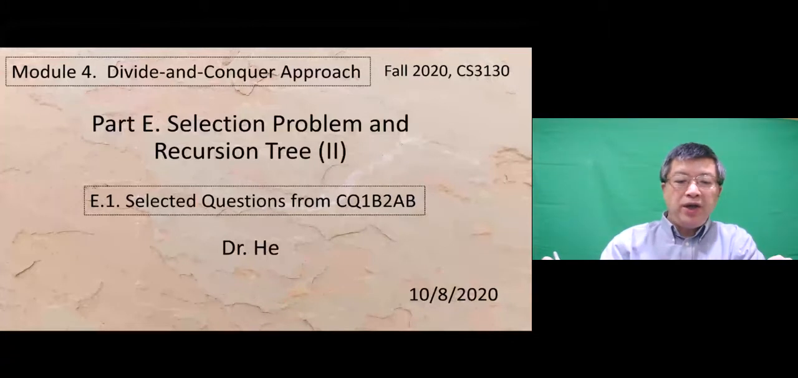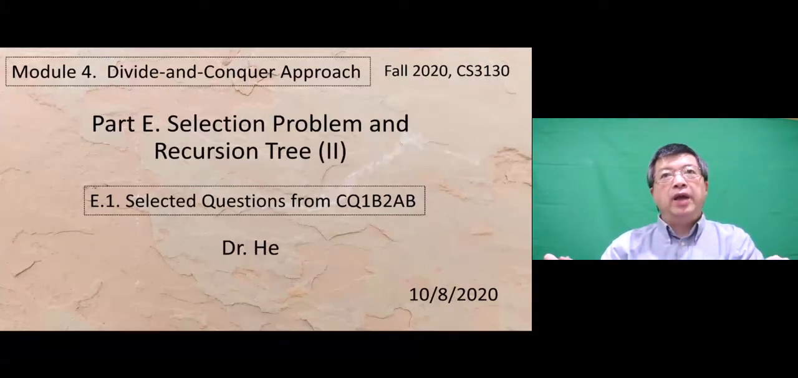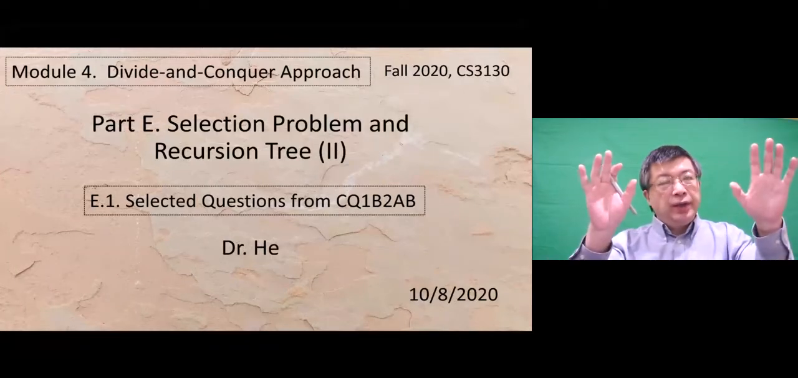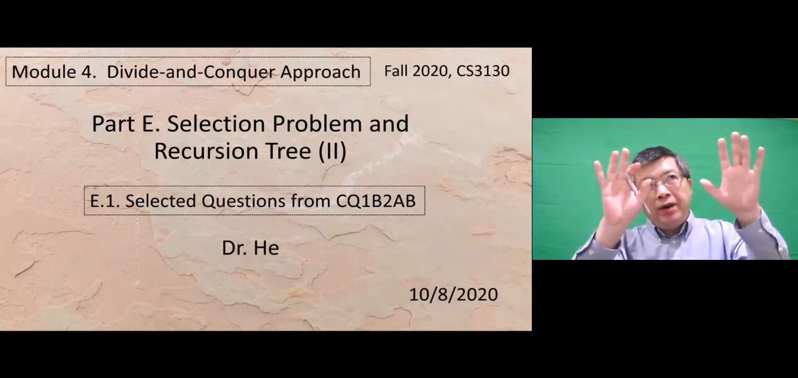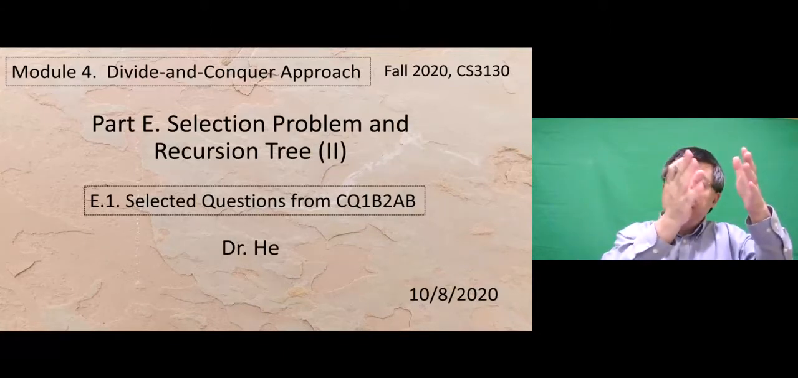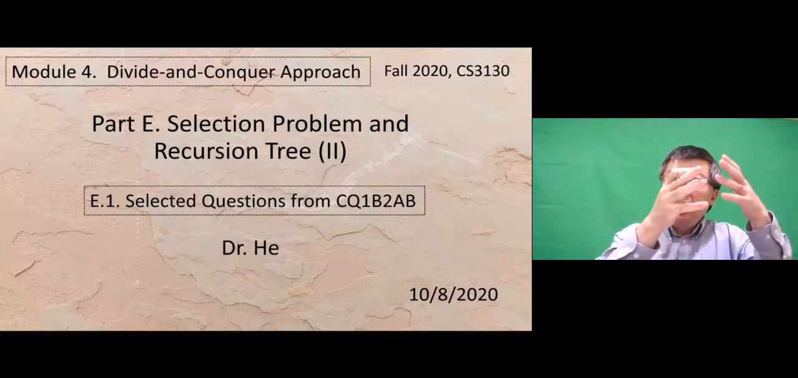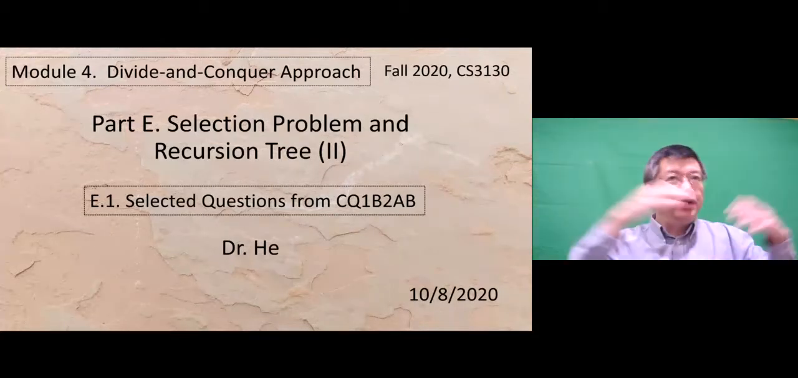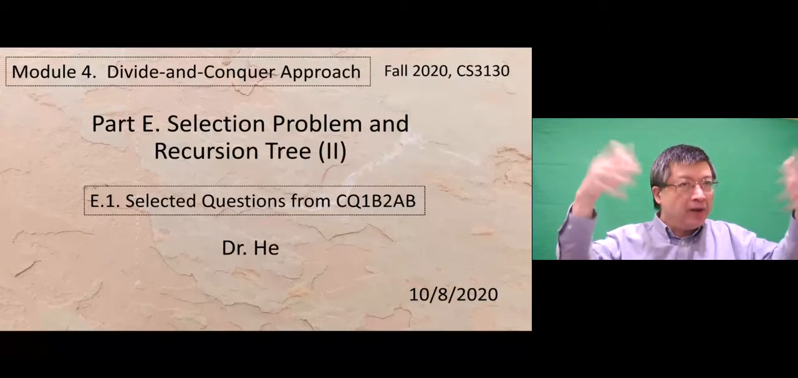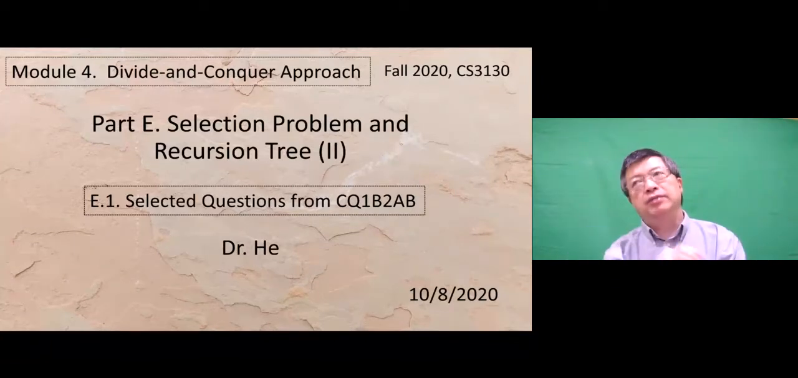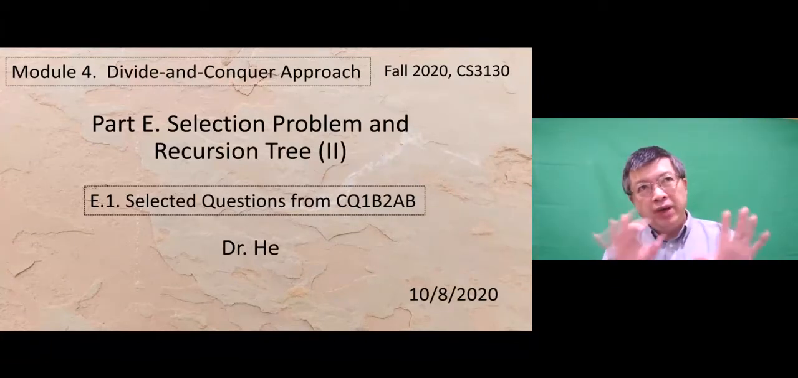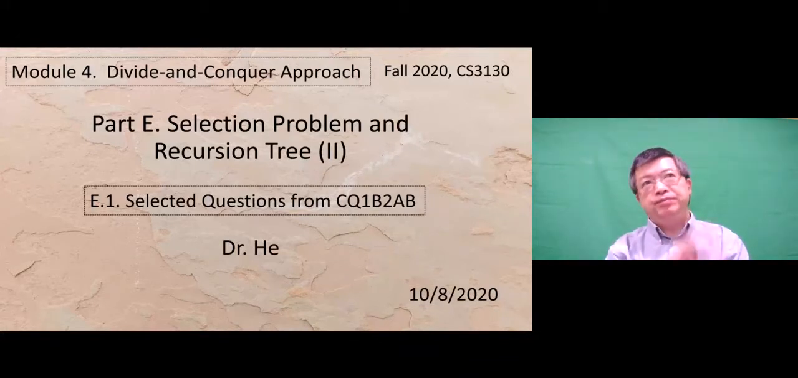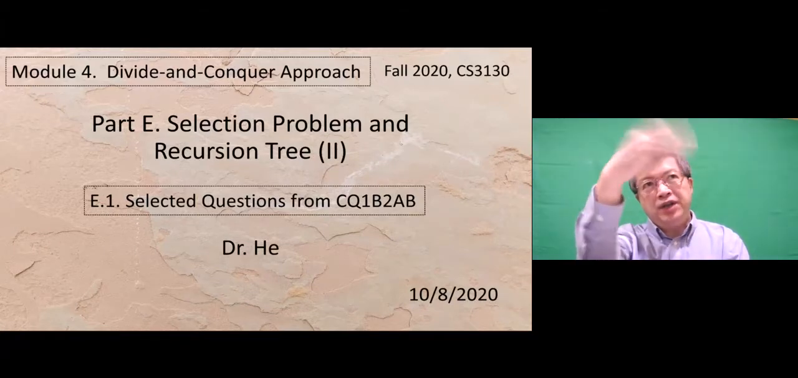Today, we start part E, selection problem and recursion tree, part 2. Actually, because in part D, I spent some time to discuss 6 homework 1 questions, I couldn't complete the planned material, so I moved to this part. So we will complete the remaining 2 parts left from part D.